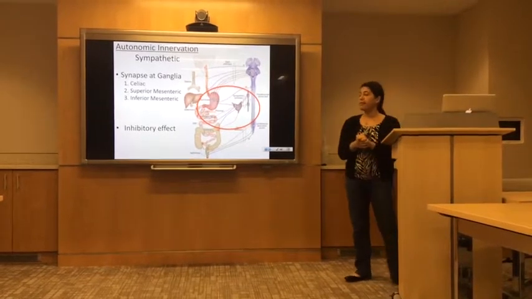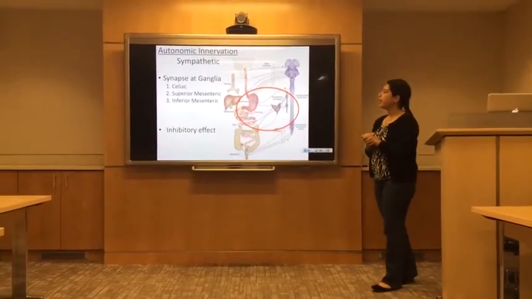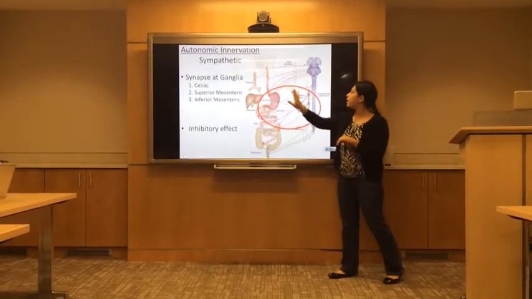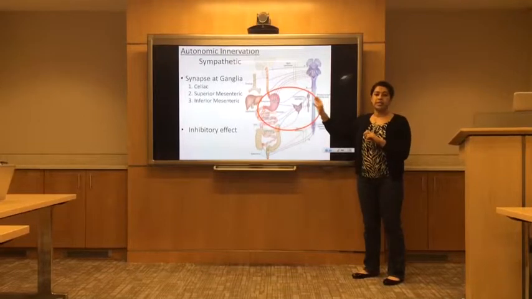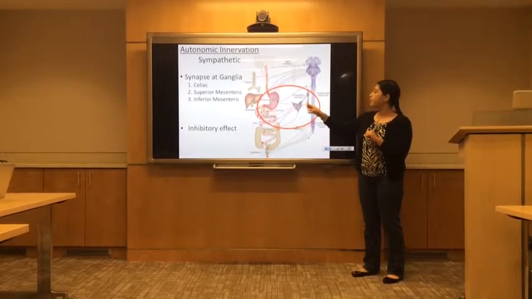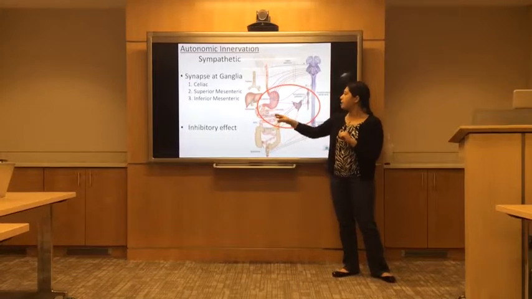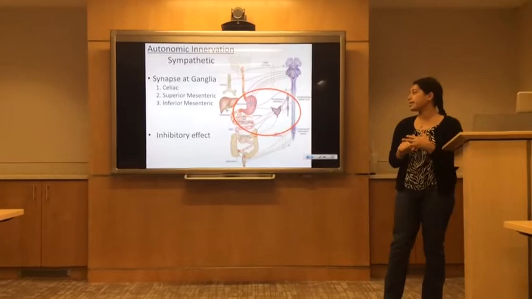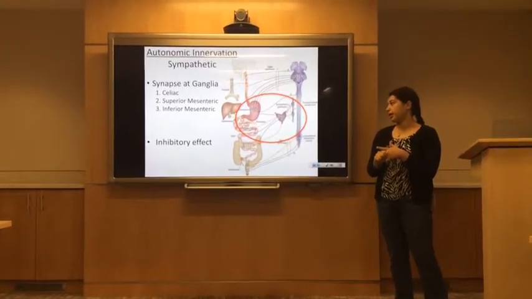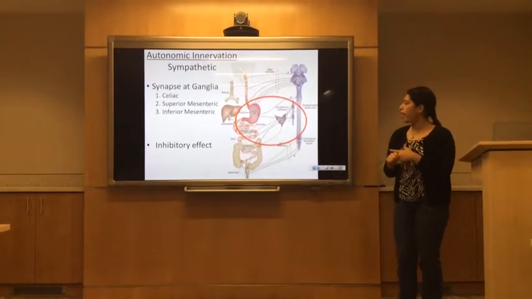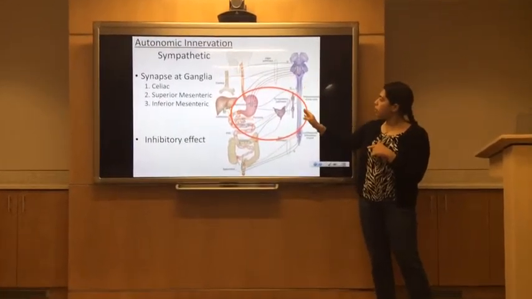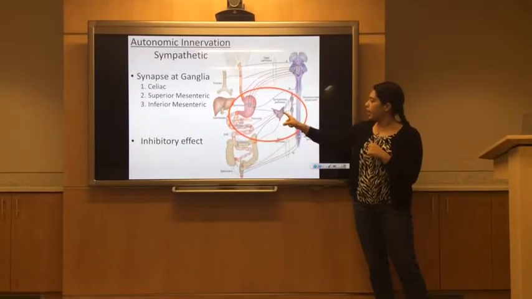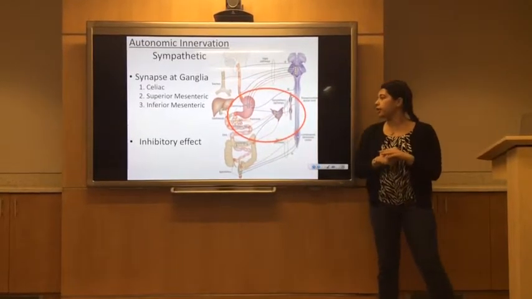In contrast, we have the sympathetic nervous system. And so unlike the parasympathetic, where we notice the vagal nerves going straight to the GI tract, the sympathetic nervous system is actually going to synapse its nerve fibers before it gets to the GI tract. And it specifically synapses at three ganglia: the celiac ganglia, the superior mesenteric ganglia, and the inferior mesenteric ganglia. And so the pathway leaves the spinal cord, where the parasympathetic was leaving the brainstem, and it synapses at these ganglia and then goes to the GI tract.